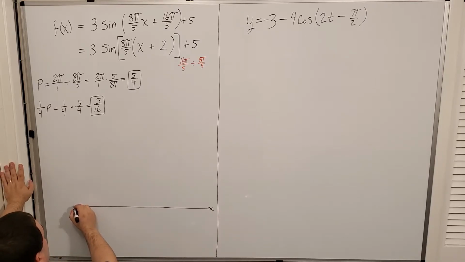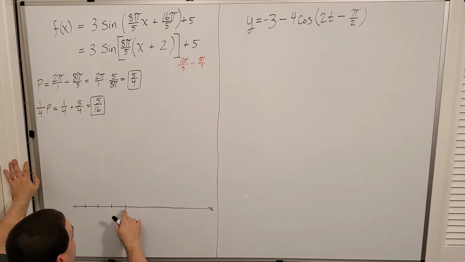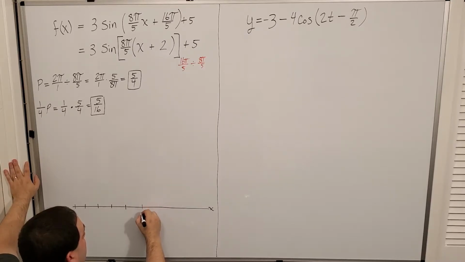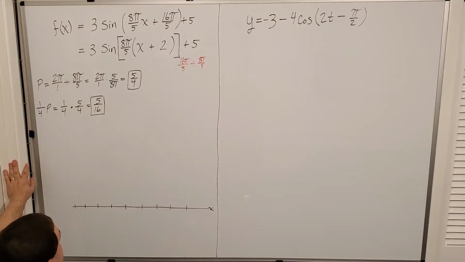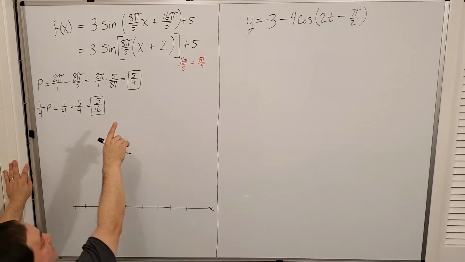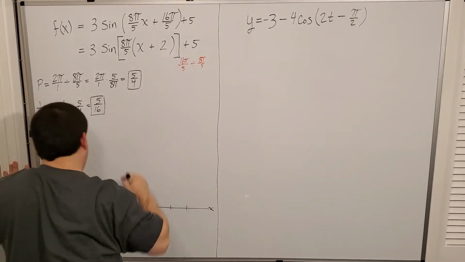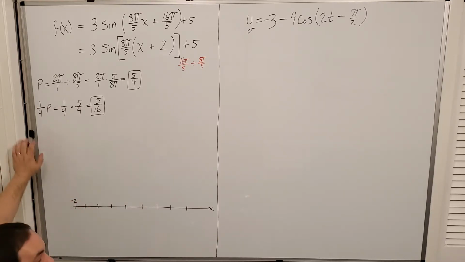I'm going to put 5 marks on there. 2, 3, 4, 5. That's one period. I want to go ahead and graph 2 periods of this thing. So I'll put 4 more marks. 1, 2, 3, and 4. For a total of 9 marks. My beginning marker here is going to be my shift. In this case, it's been shifted to the left. So this is going to be -2 here. This marker has a value of -2.